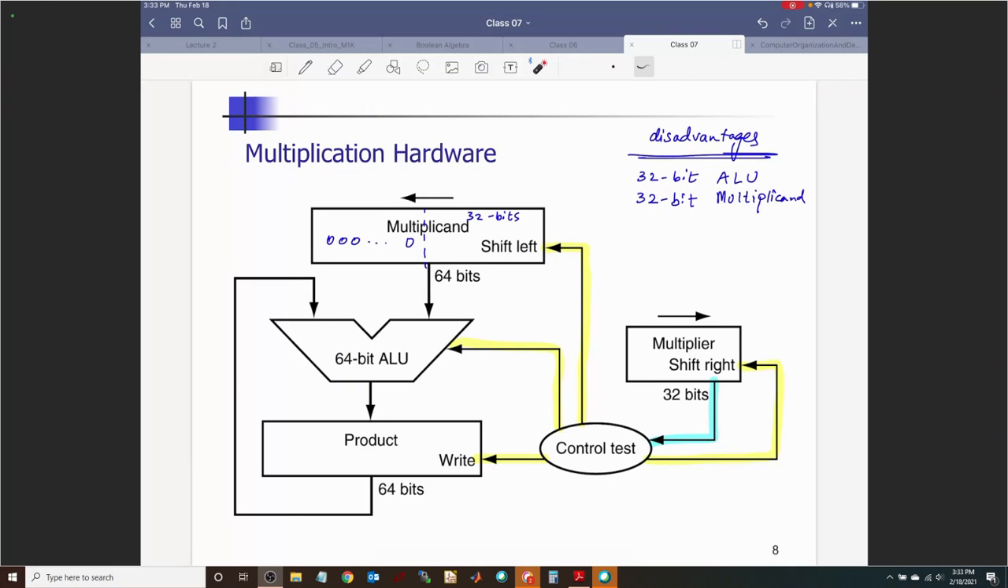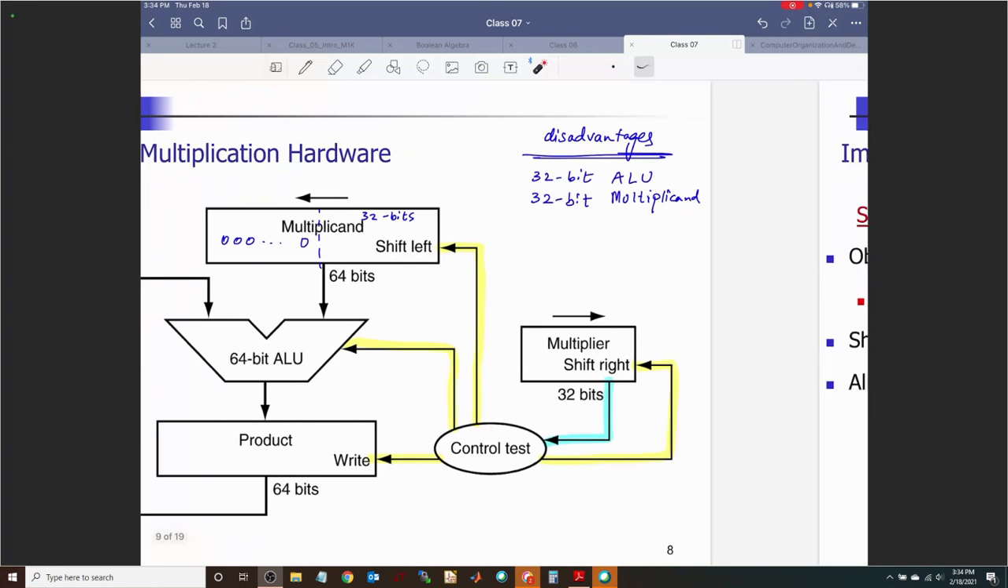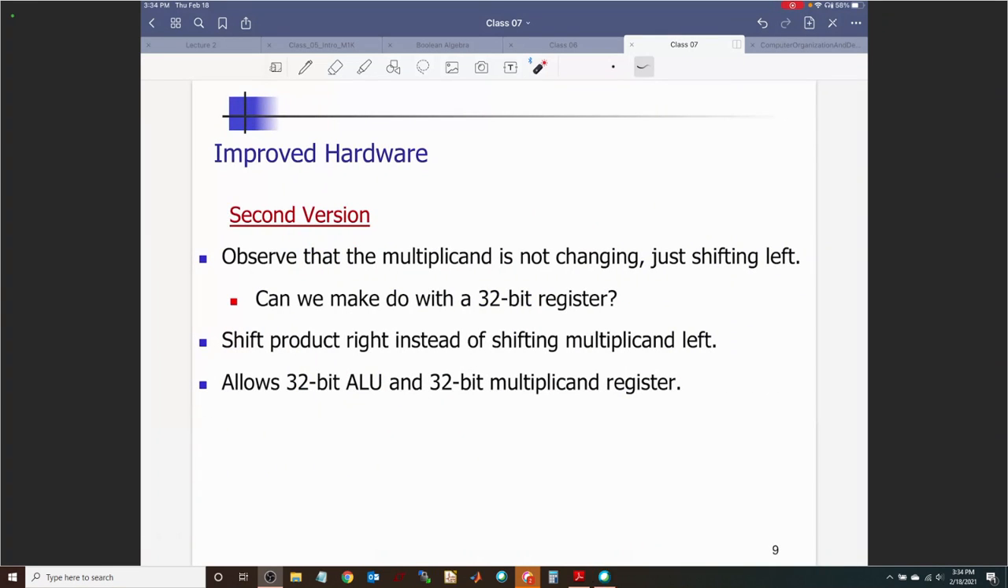And maybe if there was a way to combine a couple of them into one, instead of three registers, product, multiplicand, and multiplier, then that would have been really advantageous, because then I'm saving one register. Right? So let's keep those disadvantages in mind and try to improve our multiplication hardware. So here we have an improved hardware. This is the second version. We have a final version of this coming up as well.